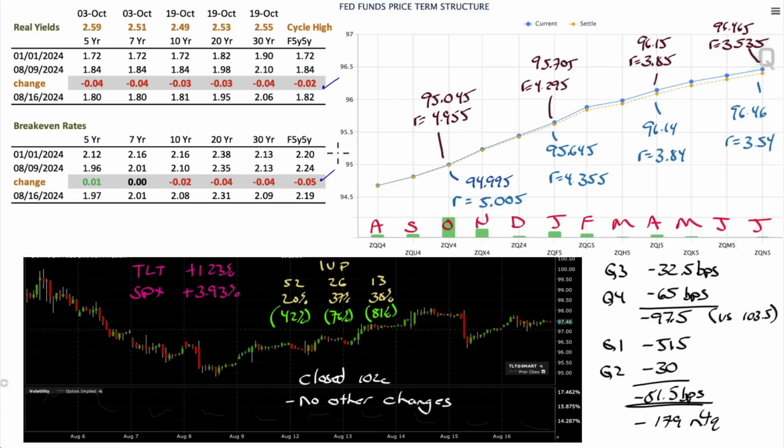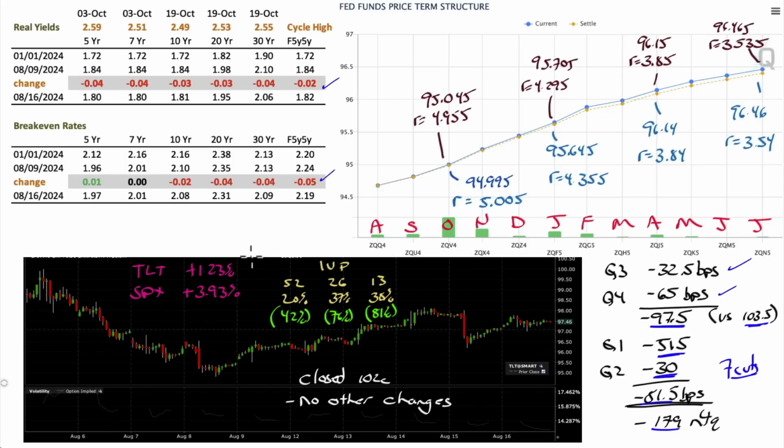For Fed funds futures, Q3 is pricing in 32.5 basis points, kind of a split between one rate cut and two rate cuts, but Q4 is 65, still looking at 100 basis points of cuts this year for basically 425s. Last week was 103.5, so it has pulled in a little bit. Going into Q1 of next year, another 51.5. Q2 another 30 for another 81. So looking at 179 basis points for the next 4 quarters, 7 rate cuts over the next 12 months.